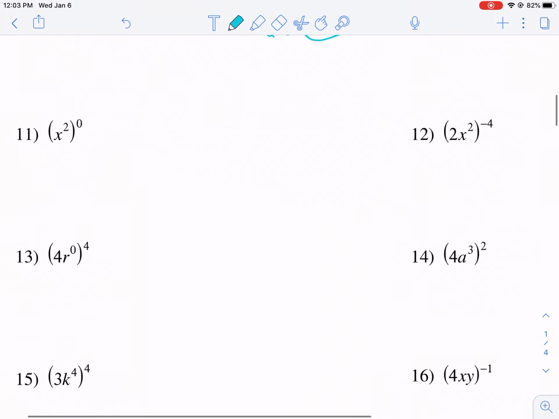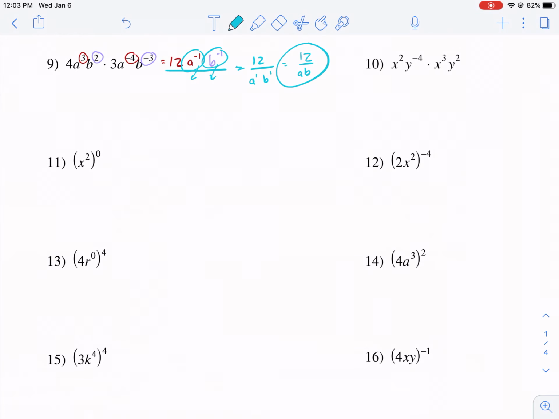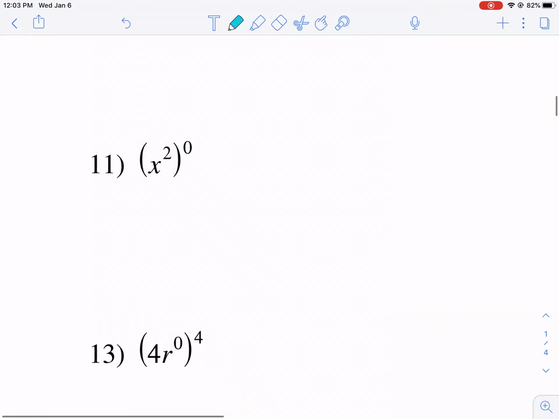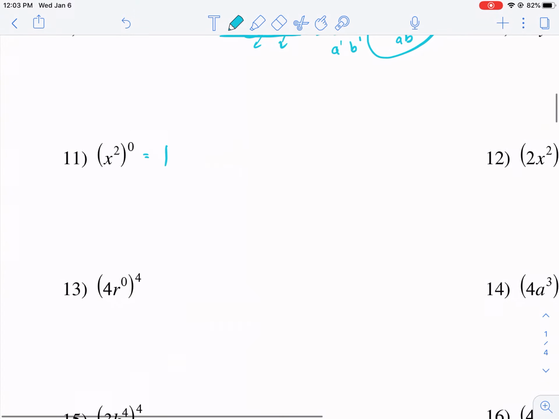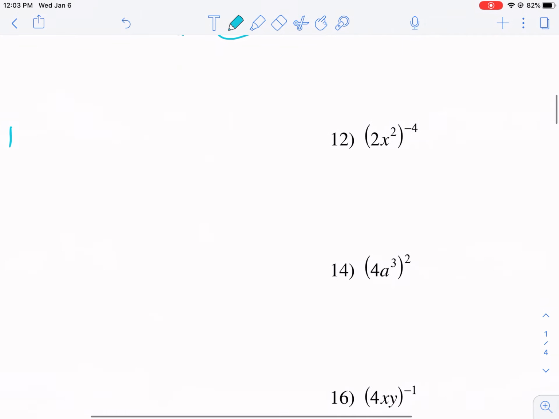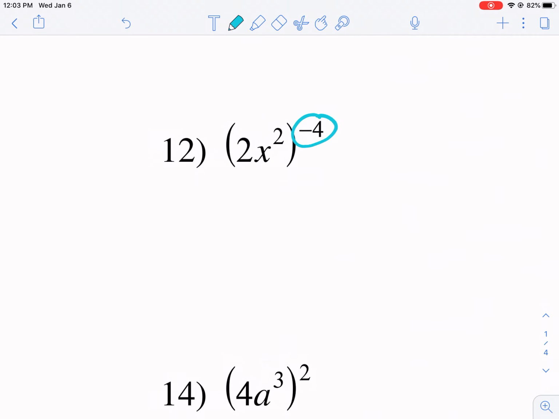Okay, so that's how you do these a little bit more complicated ones. Now I'm going to show you these ones down here. So anything to the 0 power, I already said is 1. So if you have parentheses to the 0 power, it's just going to be 1. Okay, let's go to number 12. Here we have a negative 4 outside. So that means it's kind of like you raise the power of each different product inside. So we're going to raise 2 to the negative 4th power. It's almost like the distributive property. And x squared, sorry, to the negative 4th power.